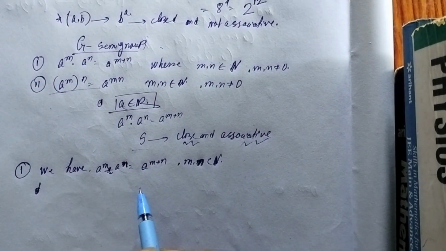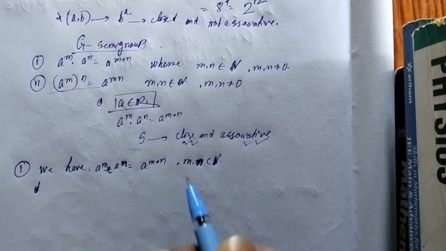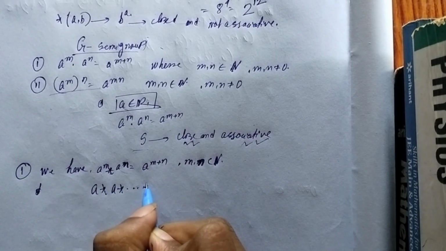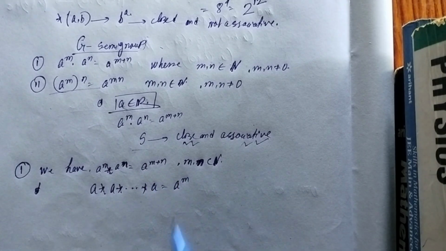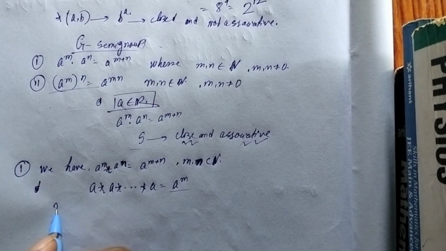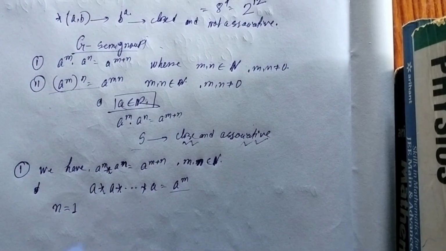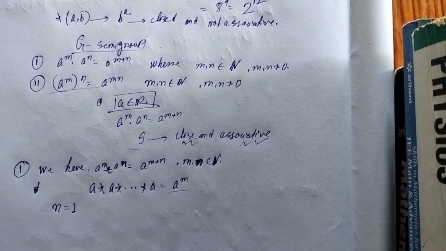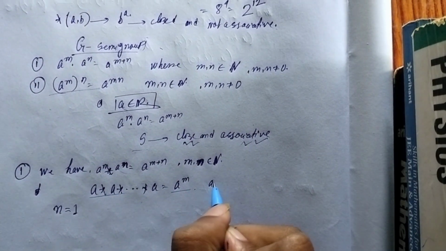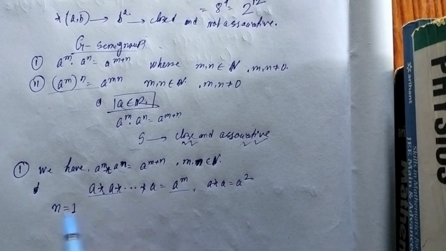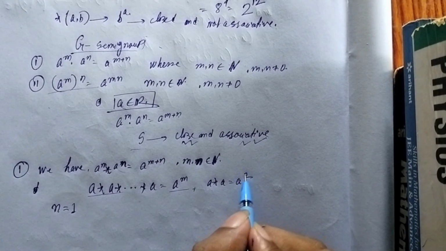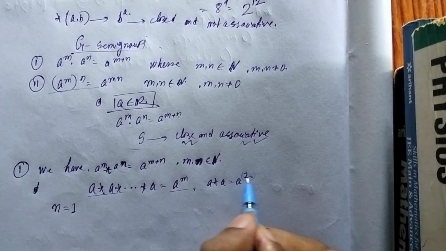Now, one thing that I want to tell you here is that a star a star and so on, let's say m number of a's, is going to be a to the power m. We write it like this, in symbol notation. Now let's say n equals 1, because we are in the natural numbers, so the natural numbers start with 1, and we are proving it by the process of induction. That means a star a equals a square in that case. This is the notation. Just try to remember, if we are operating the same element again and again, we can just keep the power in the index.